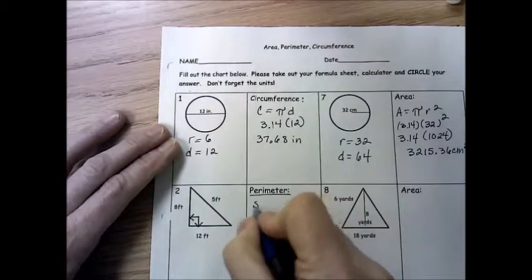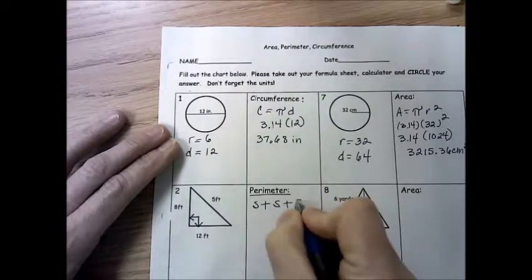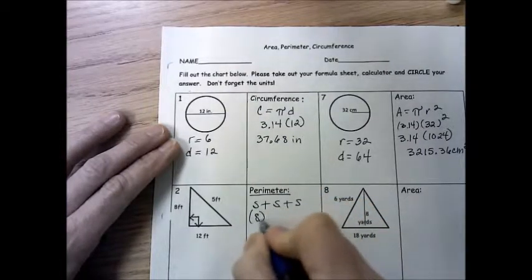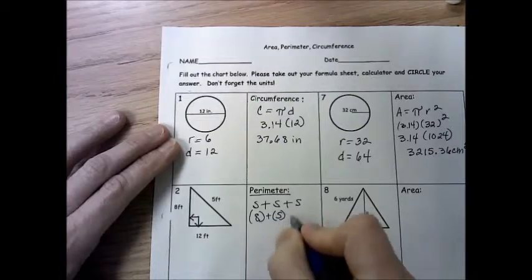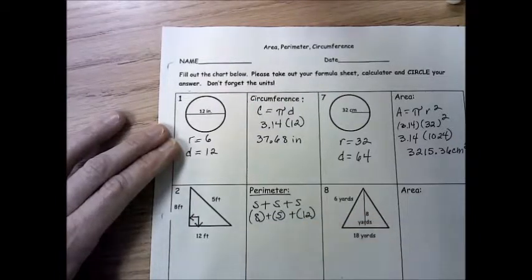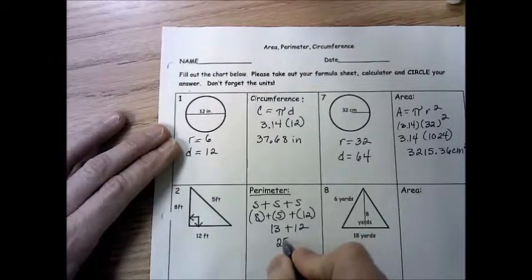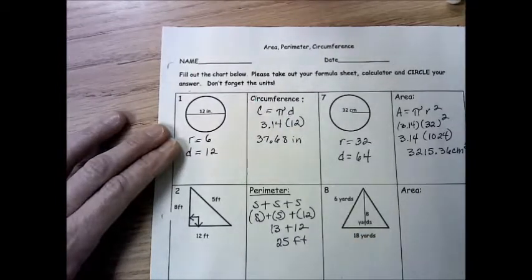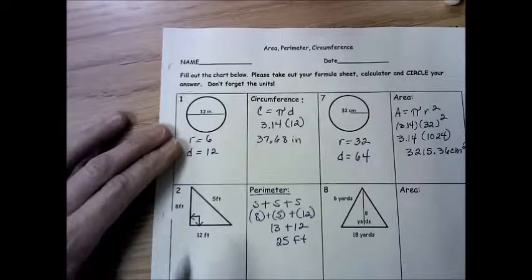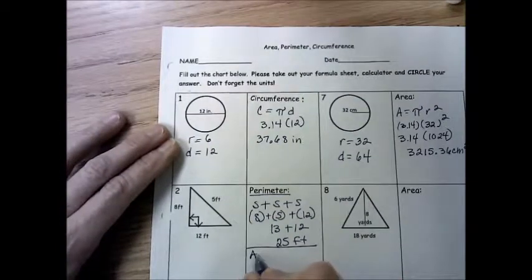So the perimeter would have just been side plus side plus side. So that would be 8 plus 5 plus 12. 8 plus 5 would be 13 plus 12, and that would be 25 feet. All right? Now, if we were doing the area, let's go ahead and just do that down here.